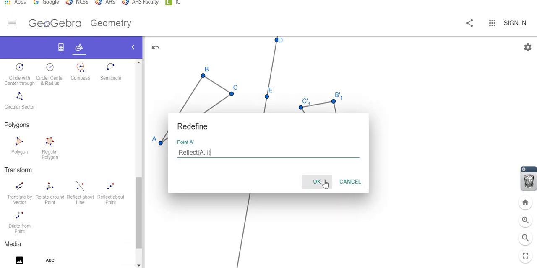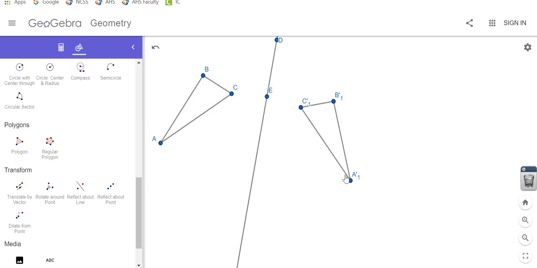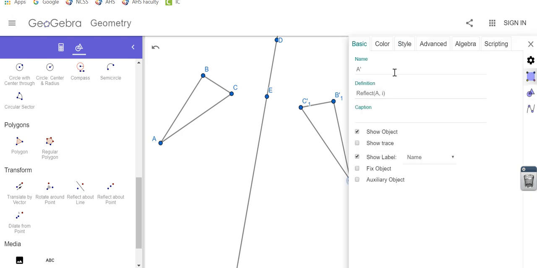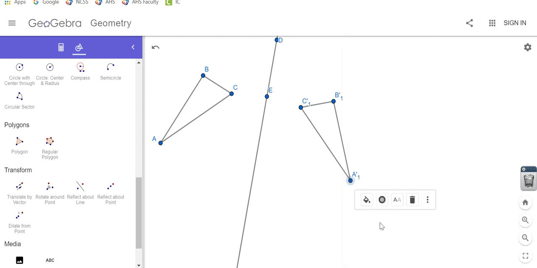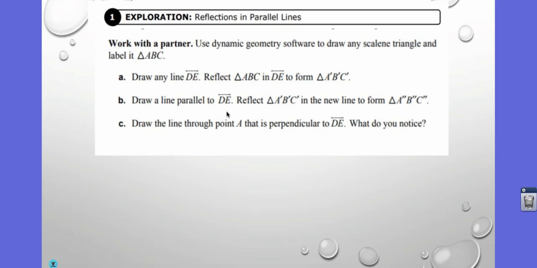And let me go and rename this right quick. Oh, it's labeled like that. Alright, so they just have the ones on there so you'll see the first reflection. But you see the primes up there. So we reflected it across that line. And then it told us to draw a line parallel to line DE, and then we're going to reflect the A prime, B prime, C prime again.